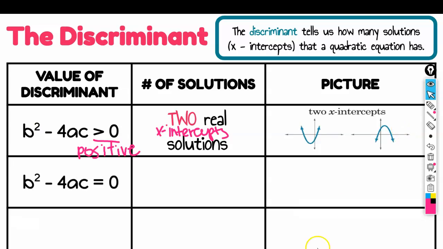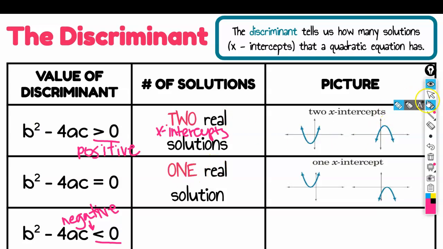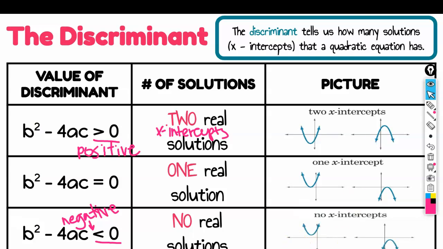If b squared minus 4ac ends up being 0, then that would mean I have one real solution, which is one x-intercept, which is when the graph is just touching the x-axis. So when the bump is just touching it, it doesn't look like it's crossing through. And then finally, I have when it is less than 0. And remember, this means negative. So if this ends up giving me a negative number, then that would mean I have no real solutions, which is when the graph has no x-intercept, so when it does not cross at all.